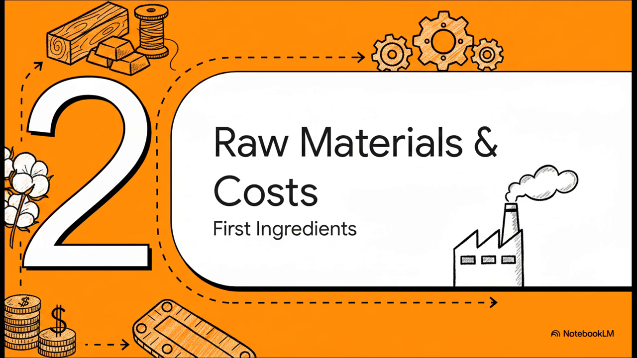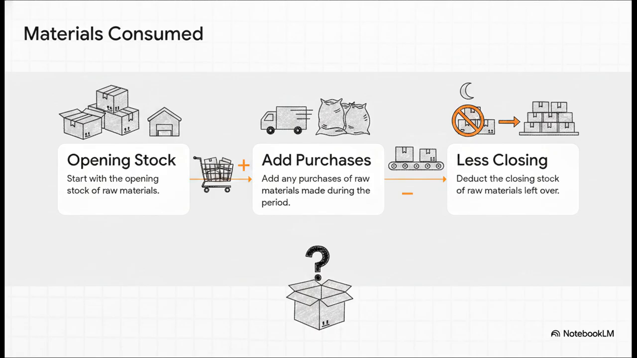Section 2. Raw materials and expenses. Time to look at our first ingredients. Let's see how this builds, starting with the actual cost of raw materials consumed. It's like a giant puzzle, transforming a math formula into the logical flow of your physical inventory. Think about it like this. You start with step 1, your opening stock of raw materials. That's what you literally had sitting in the warehouse on day 1. Then step 2, you add the purchases of any new raw materials you bought during that period.